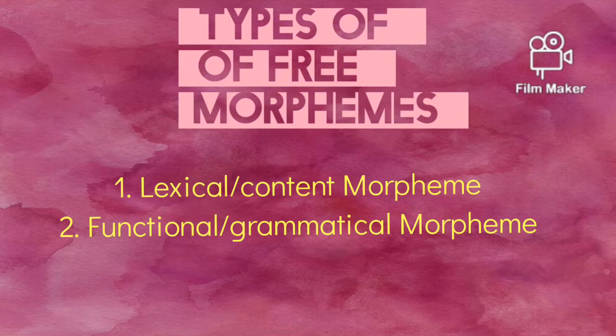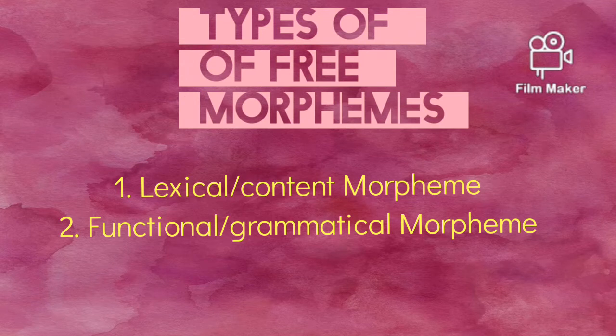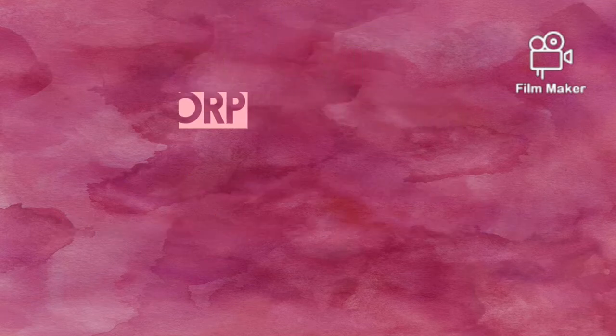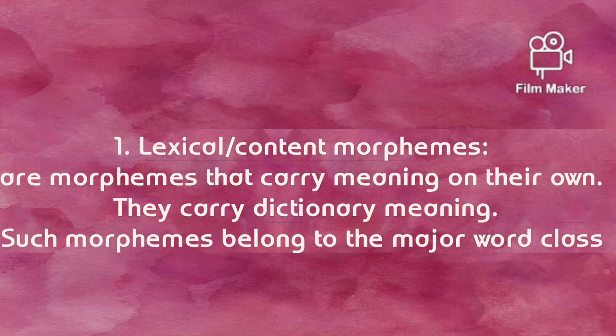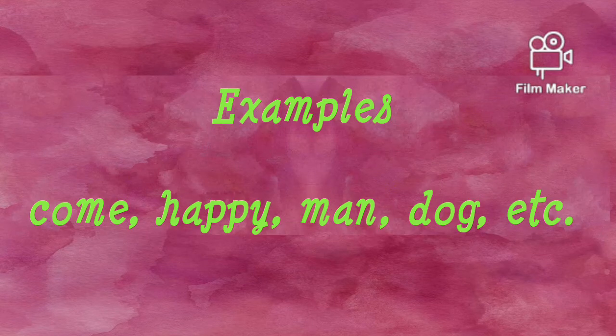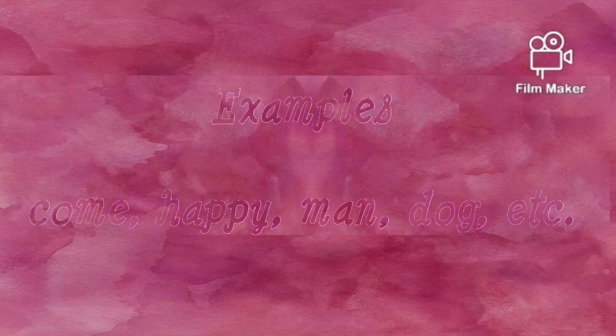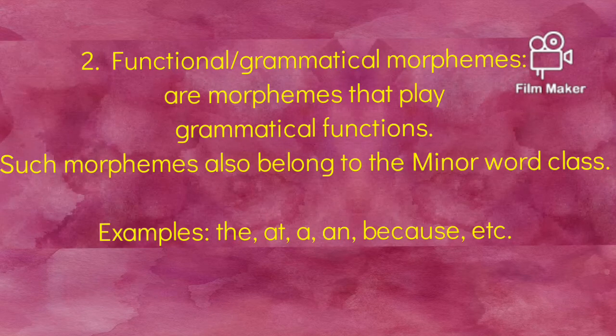Now in the free morphemes, we have what we call lexical or content morpheme, and then functional or grammatical morpheme. Let's look at the content or lexical morpheme. We are saying that these are morphemes that carry meanings on their own. They carry dictionary meanings. Such morphemes belong to the major word classes, that is the nouns, verbs, adverbs, adjectives, etc., of which we'll discuss in our next lesson. Examples of these morphemes are come, happy, man, dog.